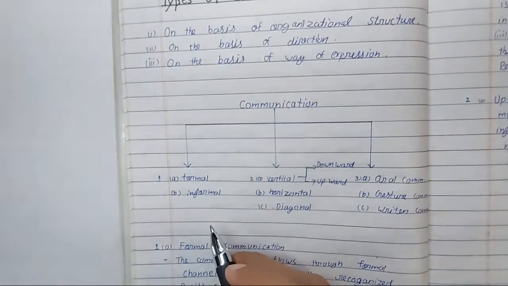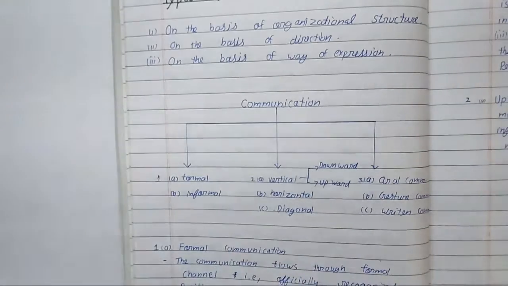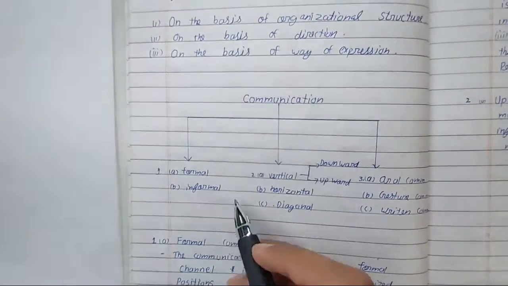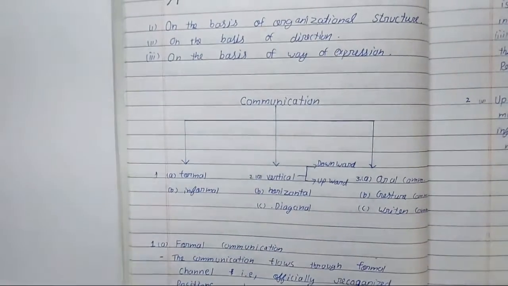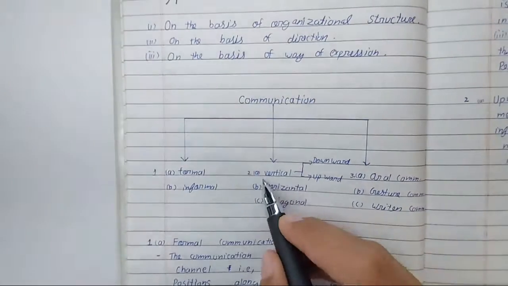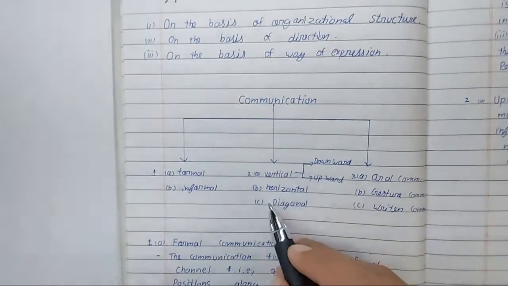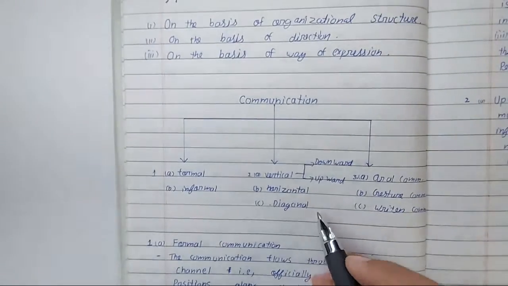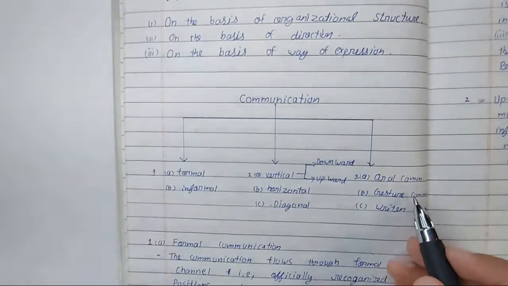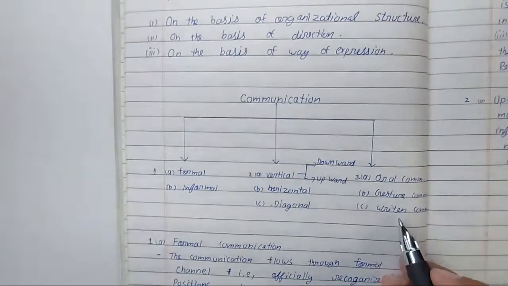First one, on the basis of organizational structure. In an organization, communication can be formal and informal. Second, on the basis of direction. First one, vertical, downward and upward; horizontal; diagonal. Third one, on the basis of way of expression. It may be oral communication, gesture communication, written communication.